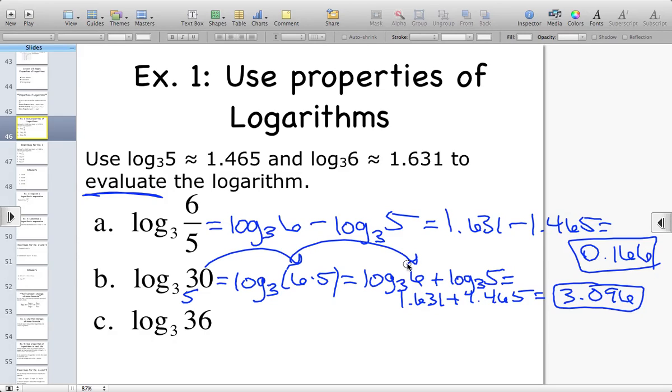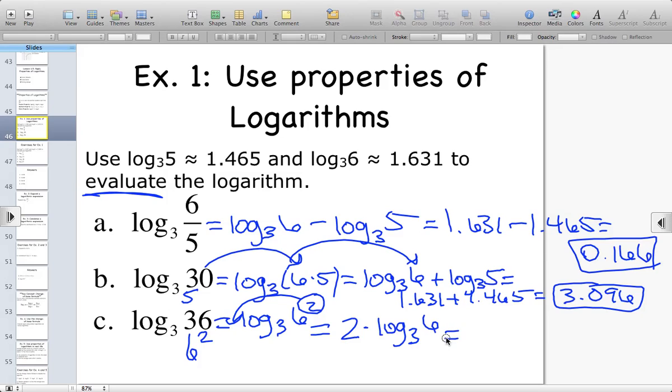All right, for part C, we have log base 3 of 36. Well, 36 is another way of saying 6 squared. So we can rewrite this in that power, and then using our power property, we can take the 2 and put it in front. So now we have 2 times the log base 3 of 6. And we already know the value of that, so 2 times 1.631, multiply that together, and we get 3.262.